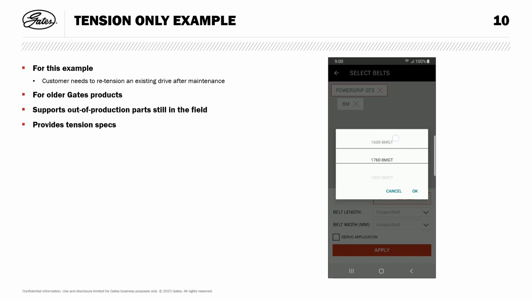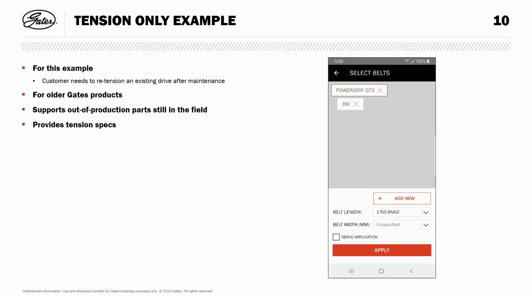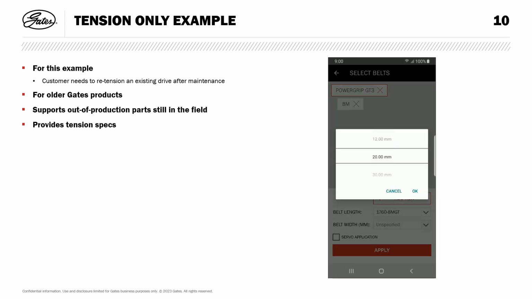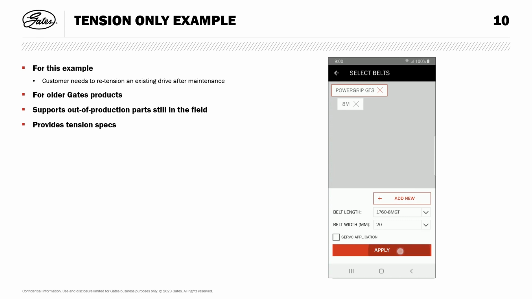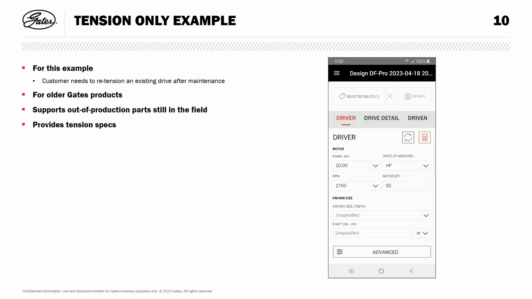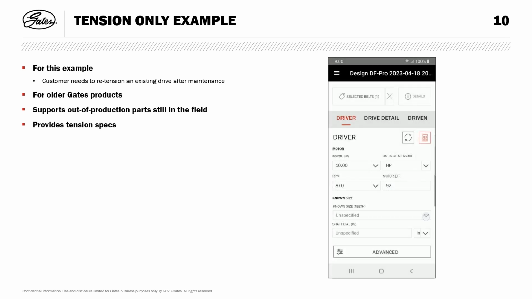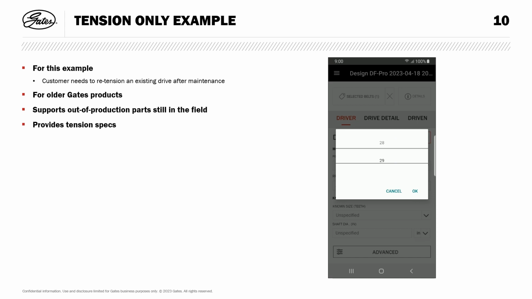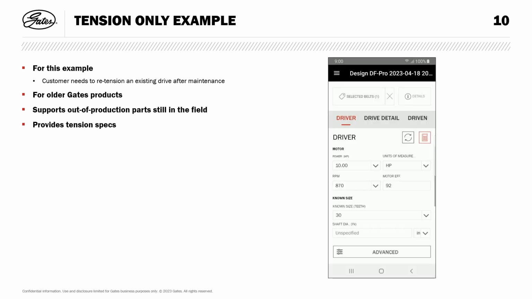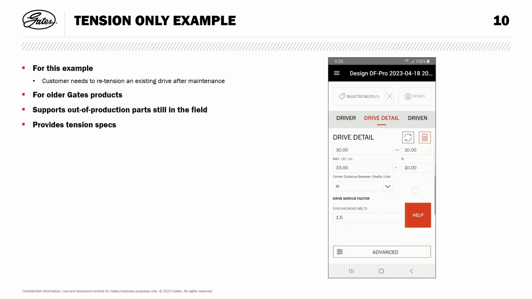Of course, I'm just making all of this up, but we'll pretend the customer provided all of this. 20 millimeters wide. I'll close the belt selection window and enter 10 horsepower motor. This one happens to spin at 870, and they told me it uses a 30-tooth driver. Let's double check that service factor.